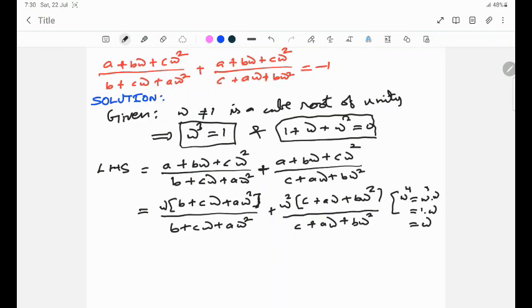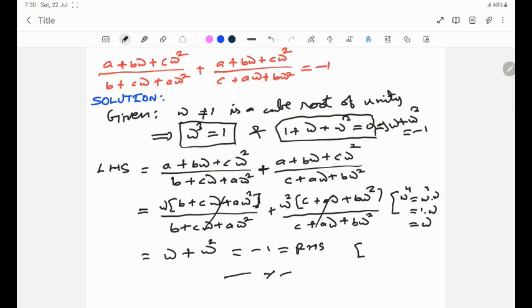Now simply I am saying you, here the constant term is b, its coefficient omega. Omega should be taken out. The same denominator will appear. Here also, the constant term is c, the coefficient of c is omega square. Omega square should be taken out. The same denominator will appear. Now these two will get cancelled, these two will get cancelled. Here we get omega plus omega square, which is equal to minus 1, the RHS. Since, see, from here you will get it, omega plus omega square equal to minus 1. That's all.